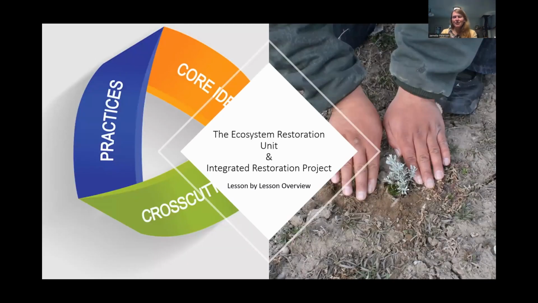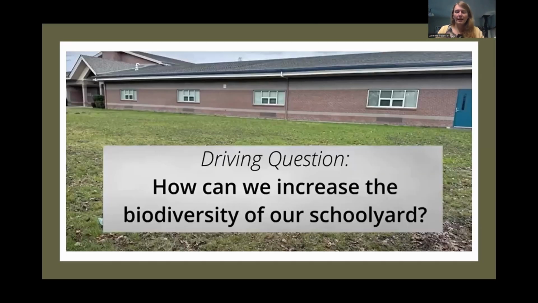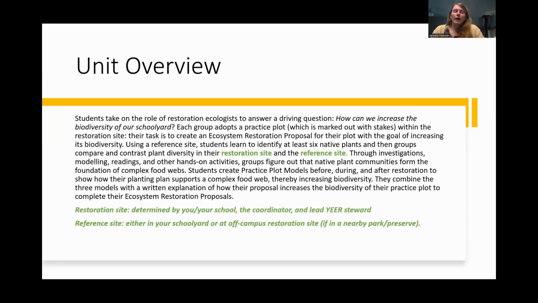So let's get into the overview. Again, our driving question or challenge is, how can we increase the biodiversity of our schoolyard? So students get this question on the very first day of the unit. I'm going to be quiet for just a couple minutes to let you read this overview of the unit to yourself.